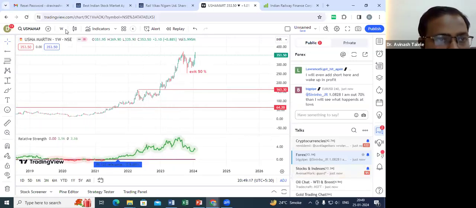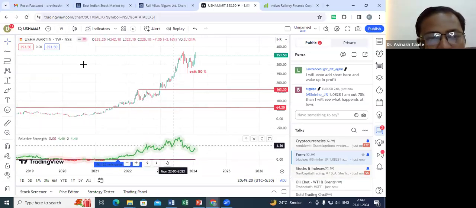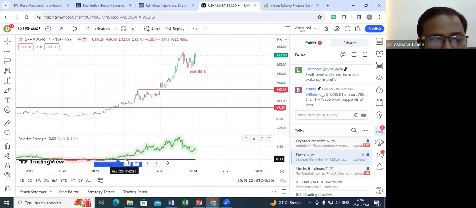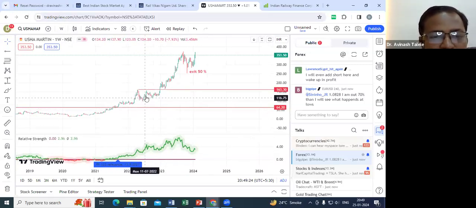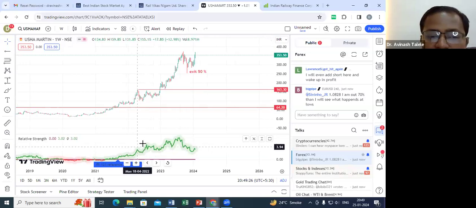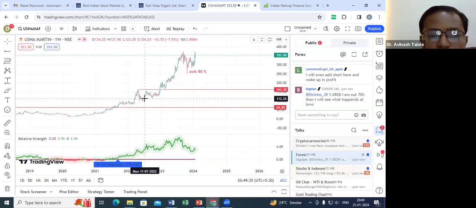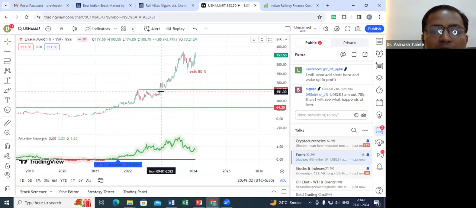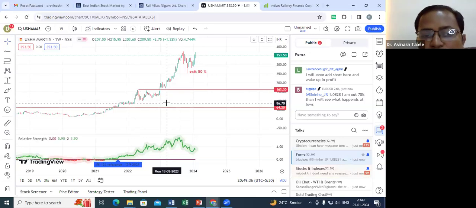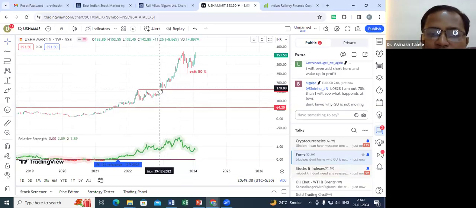But you can see here, this RS is positive even in the weekly time frame, which means even if it is correcting, it is still outperforming the benchmark. Now this is the only tool that is telling me I can continue to hold this because it is beating my benchmark. And I bought it again here when it took out the previous high. So every time there is a new demand, I want to be a part of it.